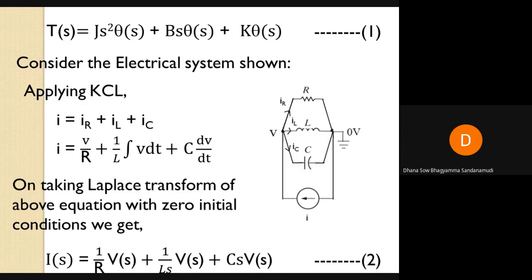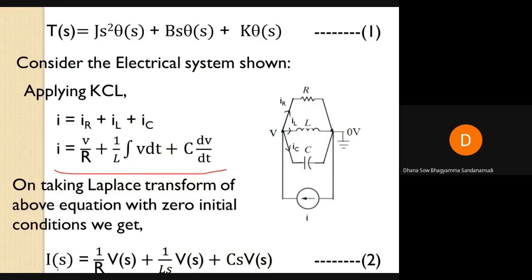IR is V by R. IL is 1 by L integral of V dt. IC is C dV by dt. These terms you already know; you have learned this in your basics. Now take the Laplace transform of this equation with zero initial conditions.